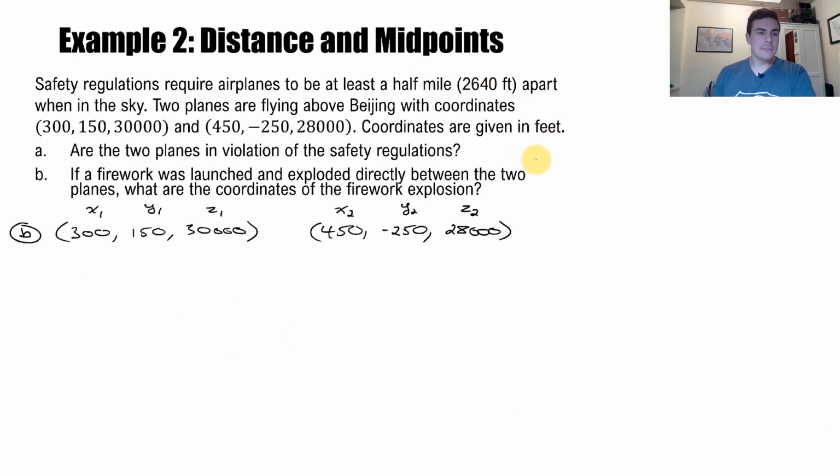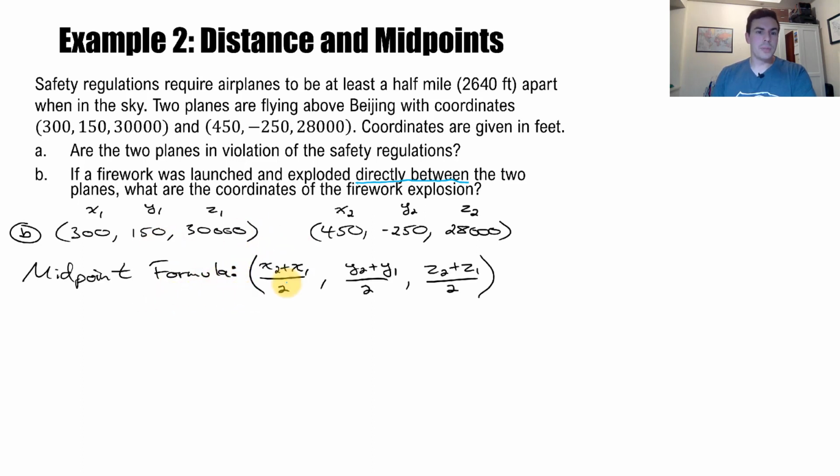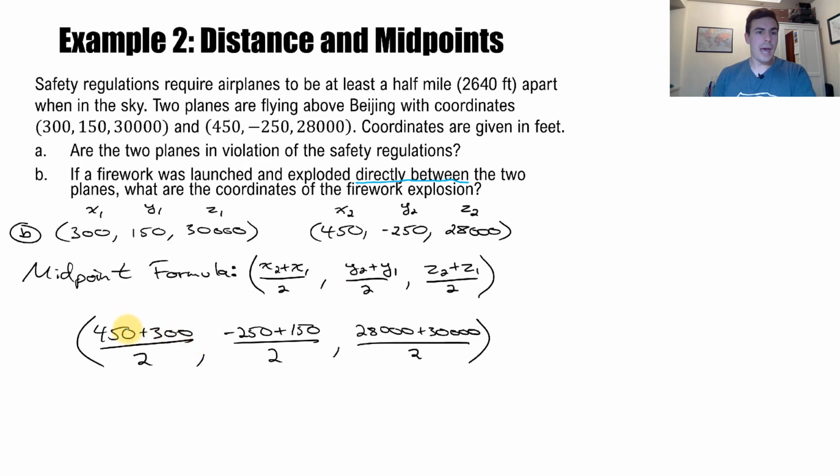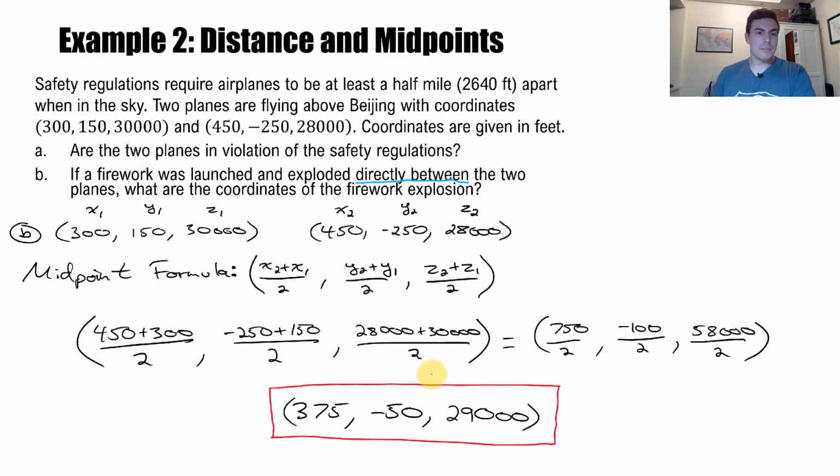Okay, let's go on to part B then. Again, we've got our coordinates here in our ordered triples. Now, all we need to do here is use our midpoint formula because this firework was launched and exploded directly between the 2 planes. Okay, directly between. So it's at the midpoint of these 2 planes, these 2 coordinates. So our midpoint formula, again, given here. We're just going to add our x's and divide by 2, add our y's, divide by 2, add our z's, divide by 2. So I've got 750 divided by 2, negative 100 divided by 2, and 58,000 divided by 2. And when we do the math there, we get 375, negative 50, and 29,000.